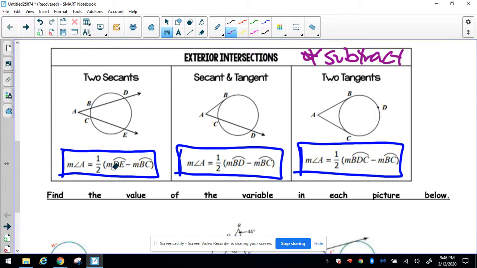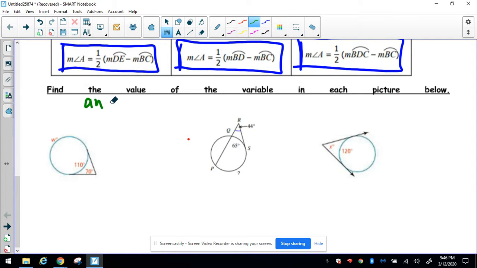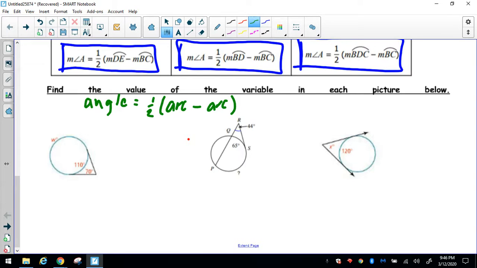Like this one says DE, which is the big arc, minus BC, which is the little arc. This one says BD minus BC, again, big minus little. And then this one says BDC minus BC, so again, big arc minus little arc. So in all of these, you're doing something with an angle, and then that's half of, but this time we're going to do an arc minus an arc, and I feel like it should be obvious that you can't have negative angles or arcs, but if not, you can't. There you go. Okay, so there's that.